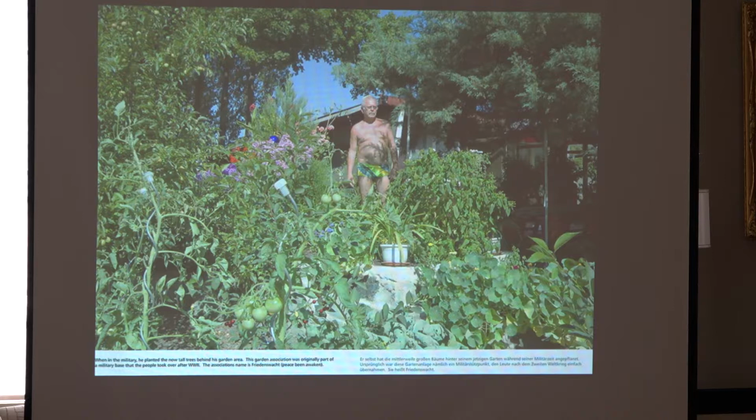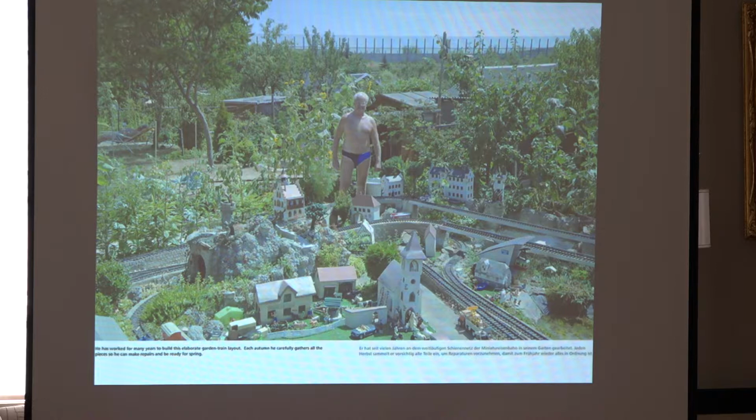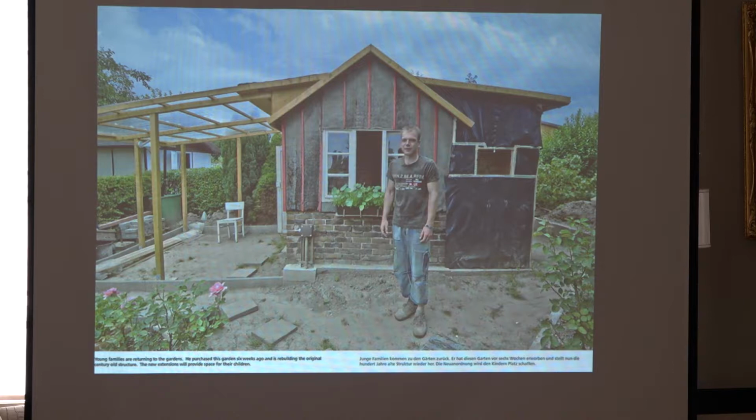He was in the Army in World War II, and this particular garden association was on old Army land in Dresden. And when he was this young man, he planted these three trees in the '40s. Now his garden backs up against that area, which I thought was incredibly interesting. And I'm not going to read them all. This guy, though, is into his trains and takes them in the winter and repaints them, etc. But within all the trains, there'll be flowers and vegetables growing as part of the greenery to make his train layout.